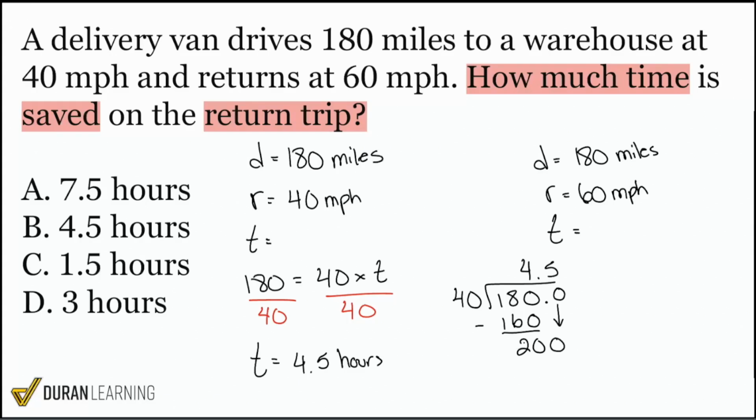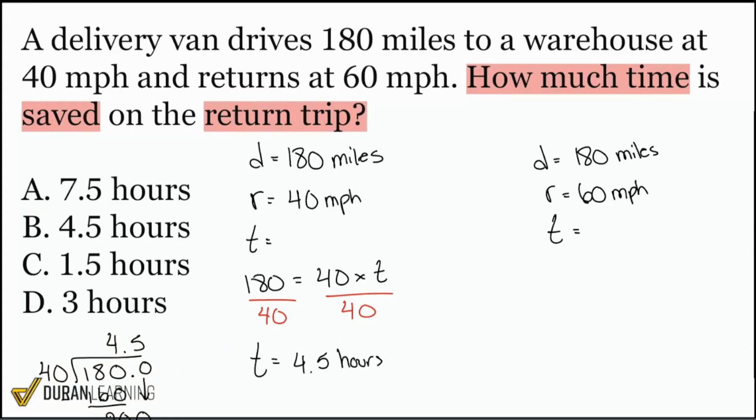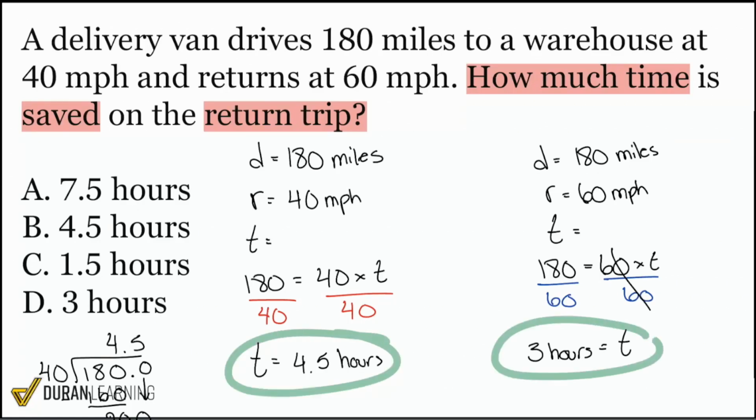Now here's what we're going to do with part B. Let me just move this over here and let's keep working. So here, to find this time, we have distance equals rate times time. Divide both sides by 60. And now we get time is 3 hours. It cancels out on the right. 180 divided by 60, that'll be 3. So booyah, my party people. We have the time there, the time back.